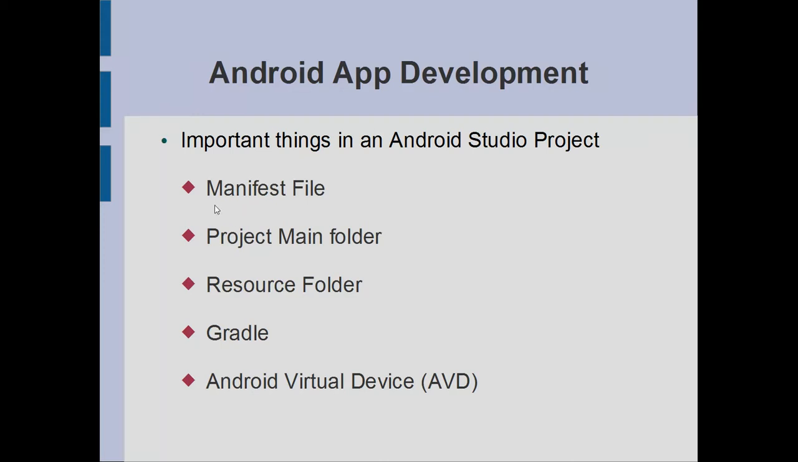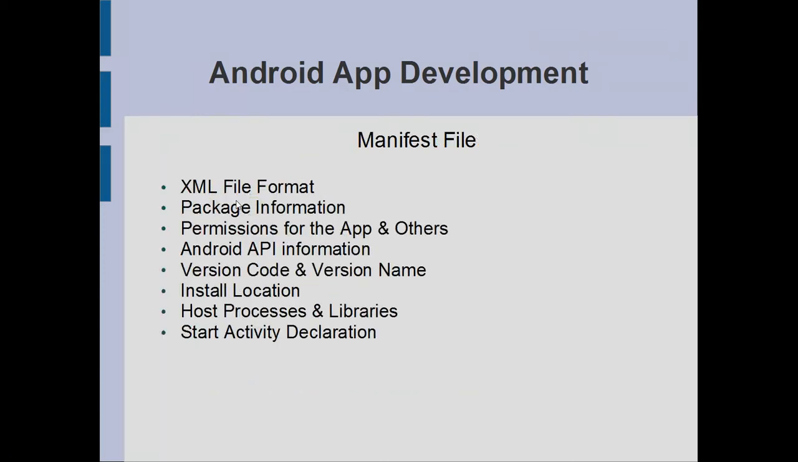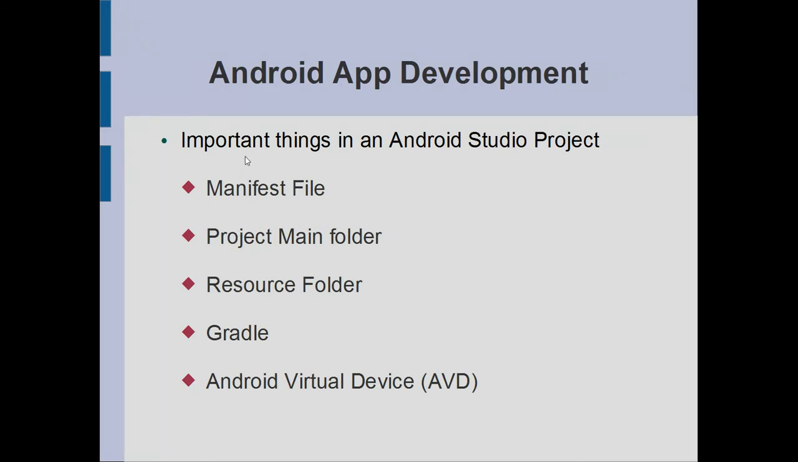Number one is a manifest file. Sorry, with the click it's just going ahead. So with the manifest file, and number two is the project main folder and the resource folder, and then we have Gradle is for the build, and Android virtual device. So these are the 4 or 5 things that we really need to know before we really start working with Android projects. A brief I can tell you about these things here.